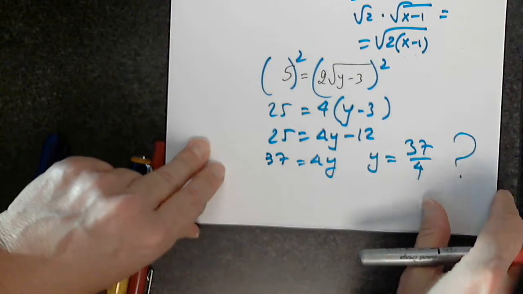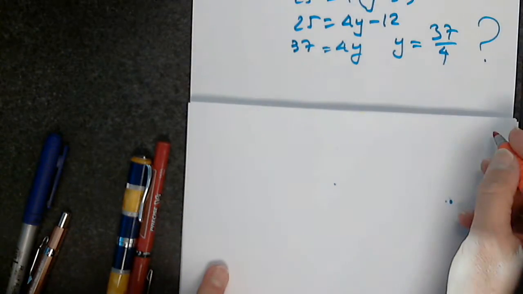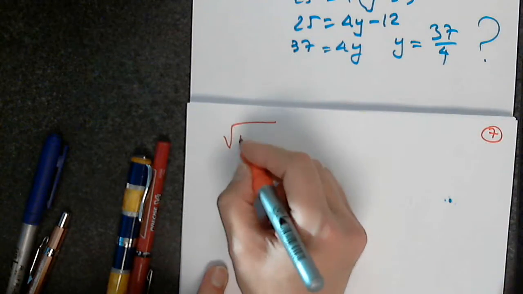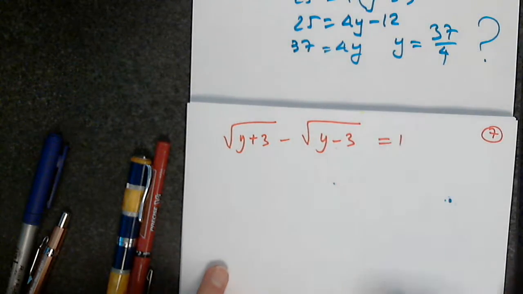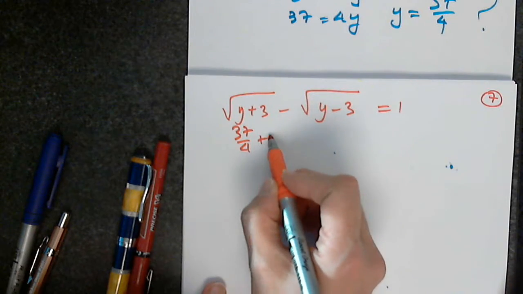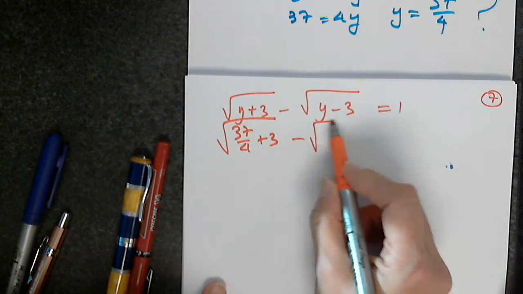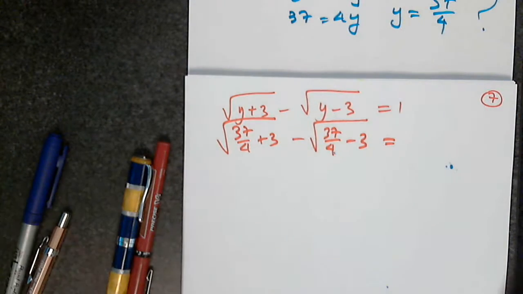So back to the original problem. I'm going to copy the original problem right here. So it was the square root of y plus 3 minus the square root of y minus 3 equals 1. And we are checking 37 over 4 plus 3 with the square root minus 37 over 4 minus 3. Any questions so far? Are we okay?